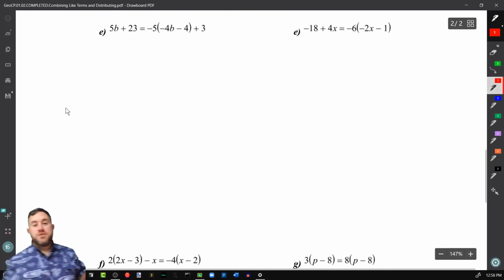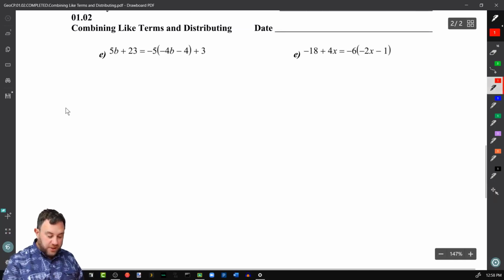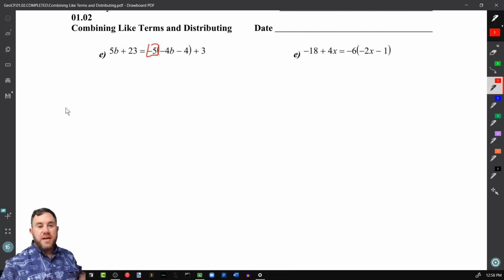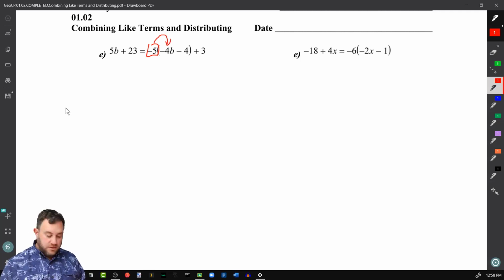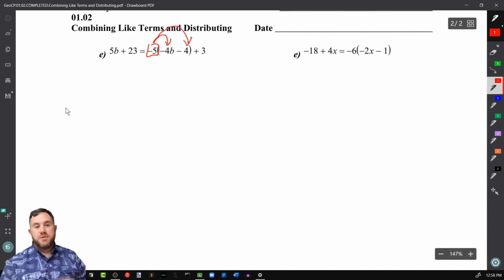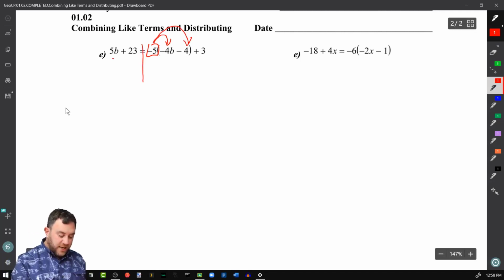All right, now distributing. Remember, when you want to distribute, that means, in this case, that -5 gets multiplied by every term in the parenthesis. So that's going to be -5 times -4b, and we're going to have -5 times -4. So both of those will end up being done. So the left side, nothing changes.